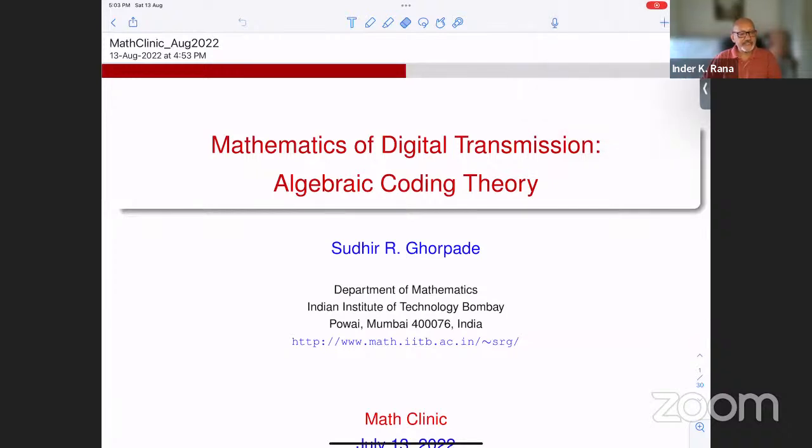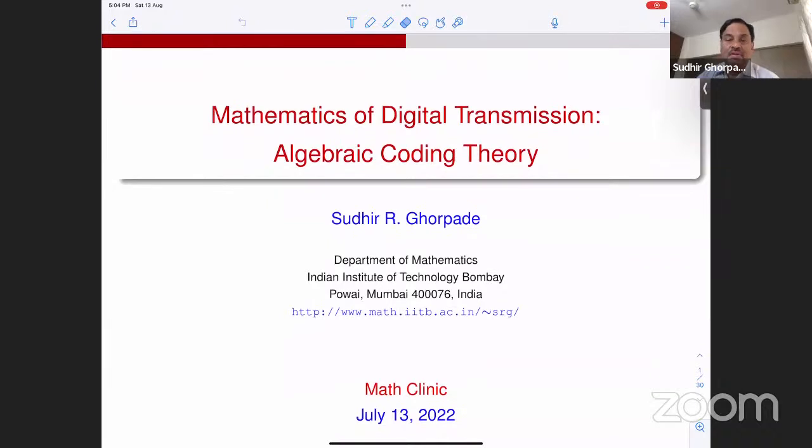Professor Sudhir, you can start. Okay, thank you very much. As Professor Rana said, he's my colleague, and I have known him for many years, and it is my pleasure to lecture in this very nice activity which he has begun for some years. I see that there have already been several nice talks. When he asked me to give a lecture, I was thinking of speaking on some other topic, but he specifically said that maybe I should speak about coding theory. So I decided to make this talk.